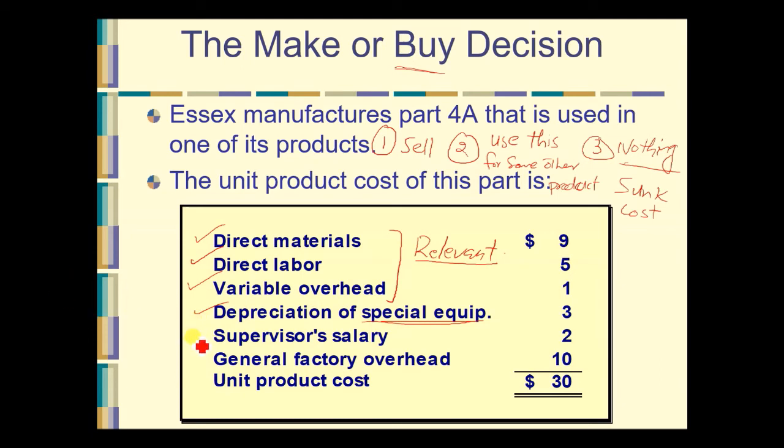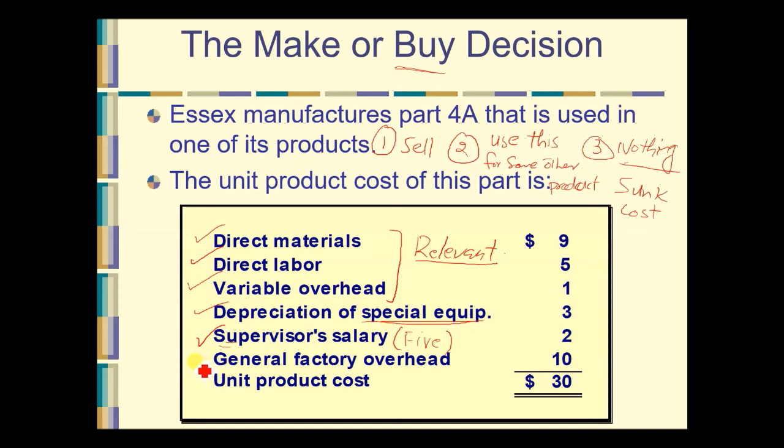What about the supervisor's salary? So there is a supervisor who is looking after the production of the product. So if we are not making the product, we don't need a supervisor. We can fire him and save some money because we are saving some money. That's why it is relevant cost.